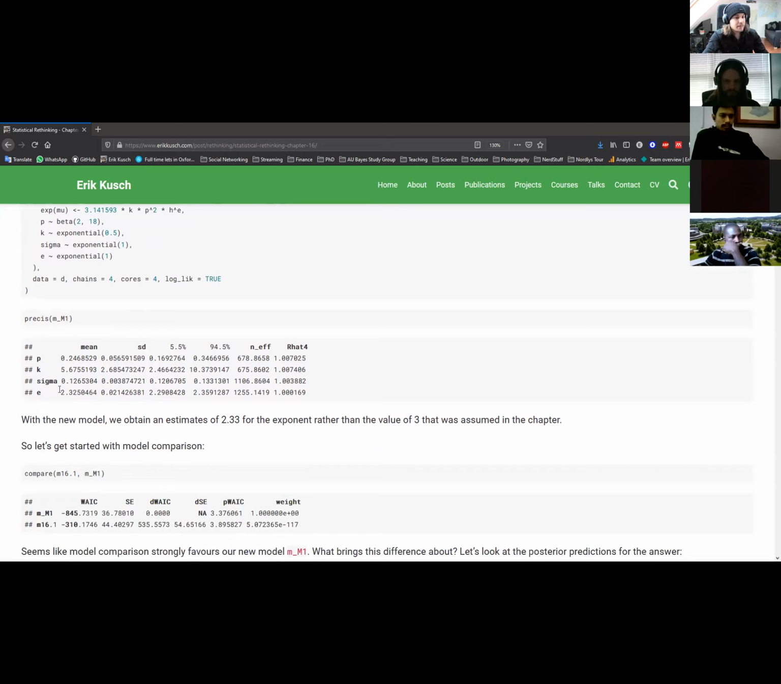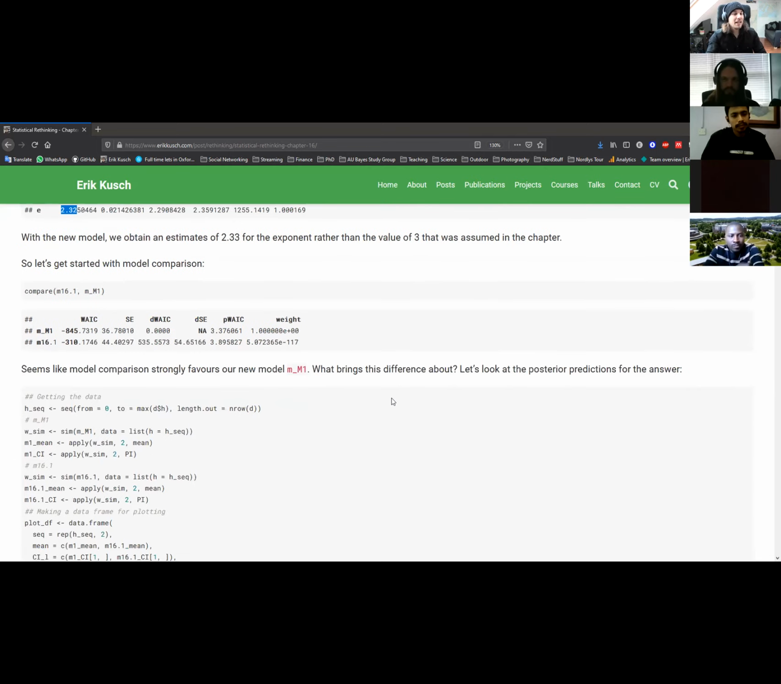Now, E gets estimated to be roughly 2.33, rather than 3 as we previously assumed. I'm not actually interpreting this here. This is just an observation. I just wanted to get done with these, I have to admit. In model comparison, our model M1, the one with the free parameter for our exponent, gets assigned all of the weight. So this seems to be doing better in fitting the data.